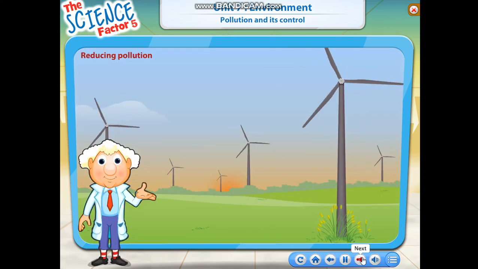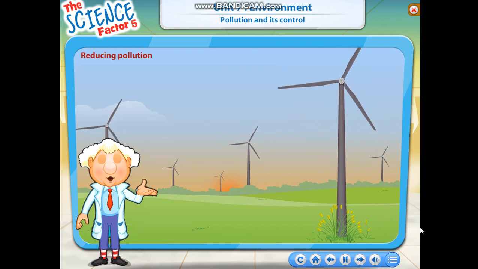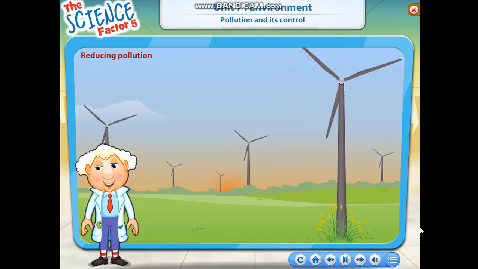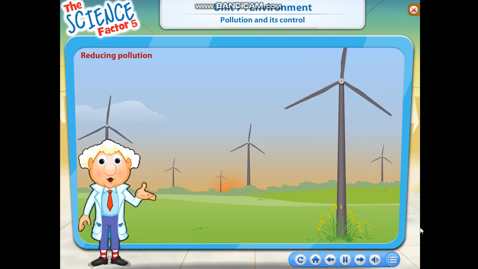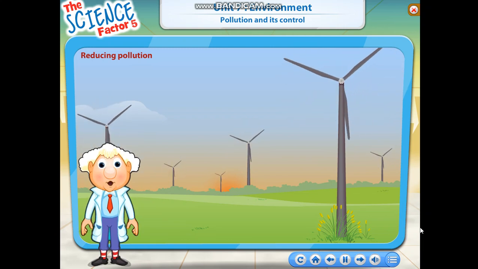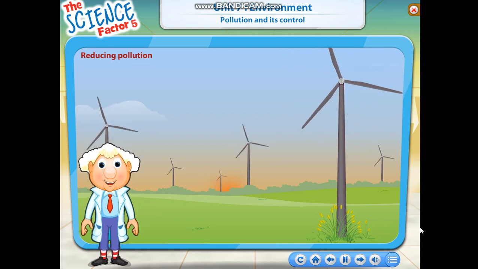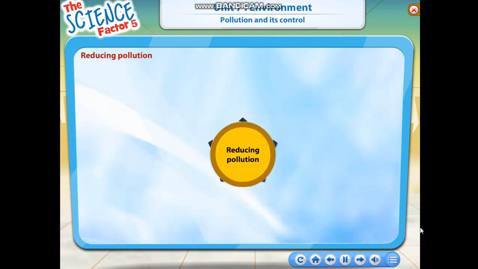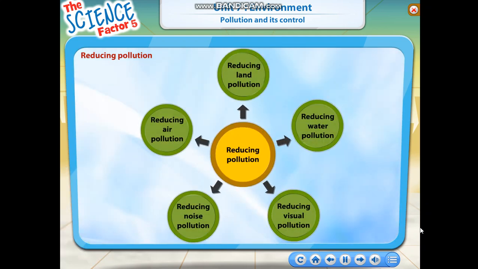You now know how dangerous pollution can be for the world. We must take steps to reduce it in every way we can to make the world a better place for everyone. Click a button to know how we can reduce that type of pollution.